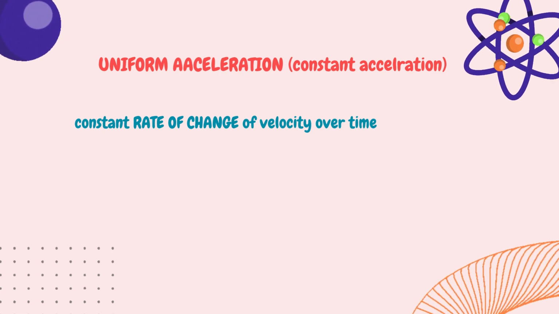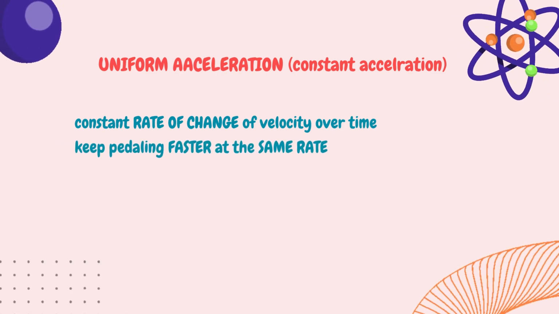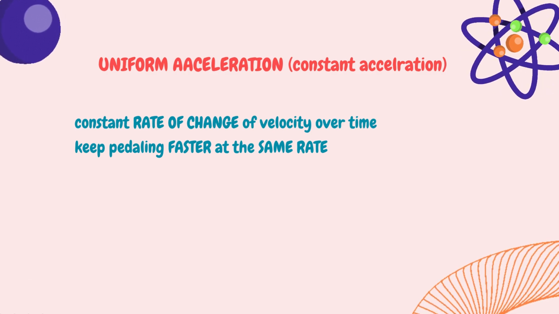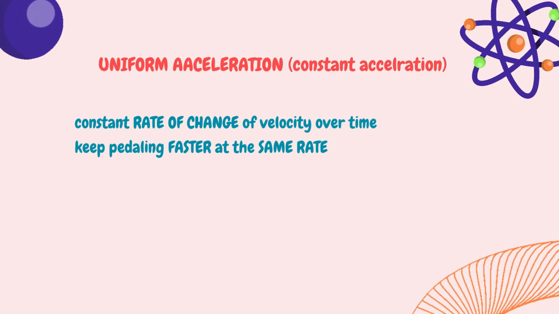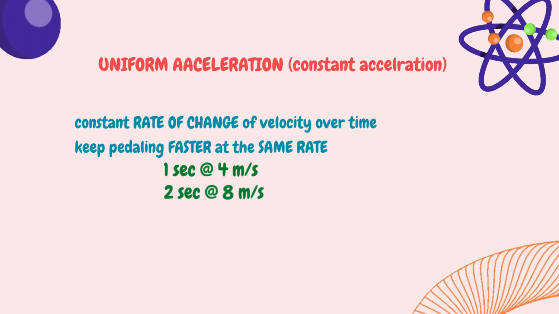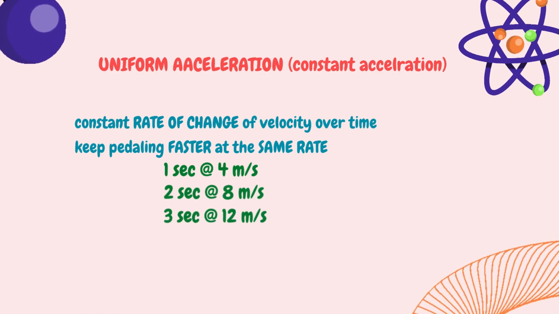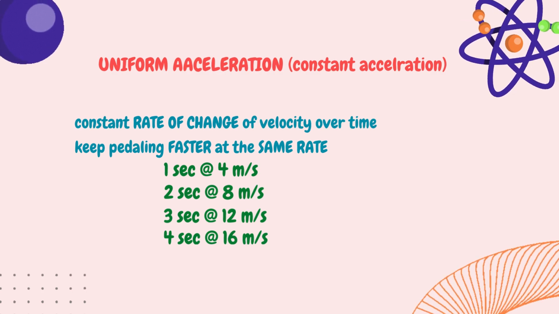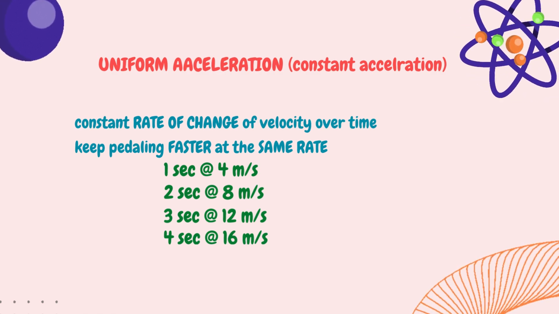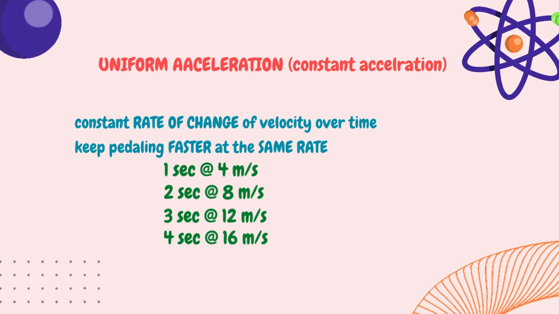Uniform acceleration is like when you're riding a bike and you keep pedaling faster at the same rate. Imagine you're starting from rest, and every second you get a little bit faster. In the first 1 second, you're moving at 4 meters per second, in 2 seconds at 8 meters per second, in 3 seconds at 12 meters per second, in 4 seconds at 16 meters per second, and so on. That's what uniform acceleration means. Your speed keeps going up by the same amount all the time.